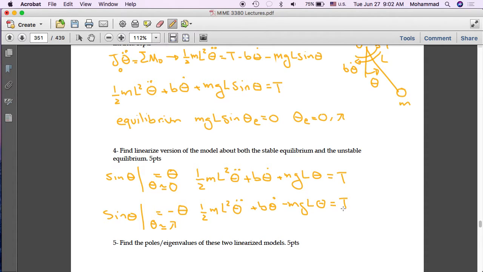So two different differential equations. One about the stable equilibrium and the other one about the unstable equilibrium. So about stable equilibrium, and this is about the unstable equilibrium.